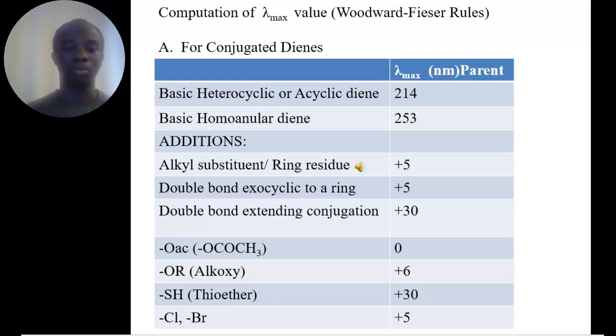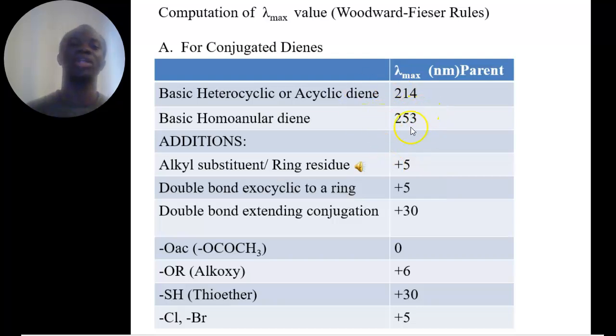They don't absorb the UV light. They don't absorb, but they enhance absorption. So in most cases, most of these additions tend to increase the basic lambda value, and that's why you see +5, +5, +30. So when you have all of these other components in any structure given to you, then you add these values to your basic lambda value.